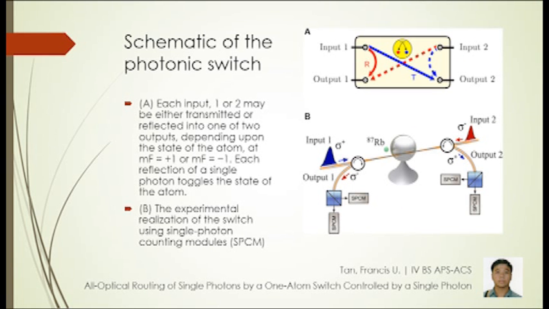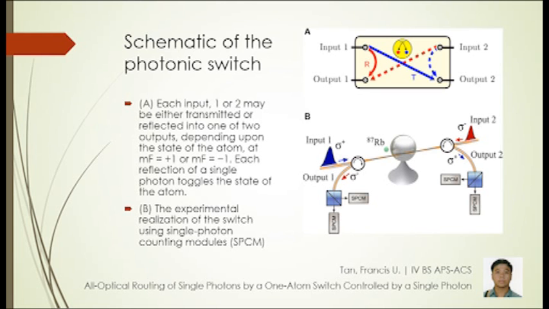Next, figure A here describes the schematic of the photonic switch. For ease of understanding, we can define the two states of the rubidium atom as red and blue. In the red state, a photon from the right, or input 2, gets transmitted to the left, or output 1. A photon from the left, or input 1, however, gets reflected back to the left, or output 1, and changes the state of the rubidium atom to blue.